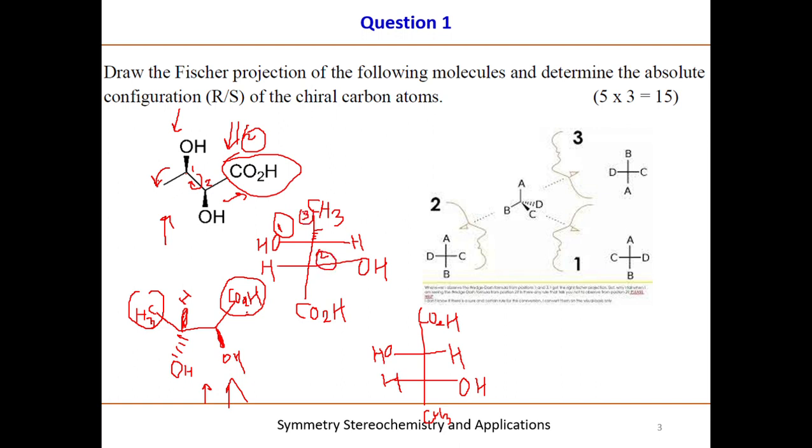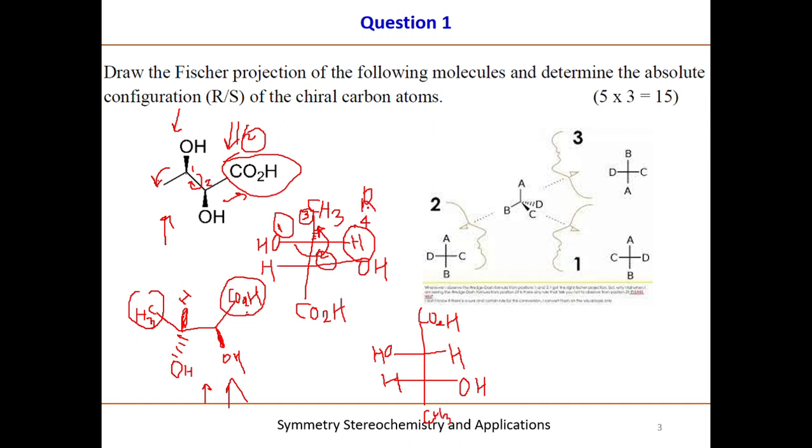Now let's follow the direction of the priority groups. You will see here 1, 2, 3. That means it is a counterclockwise movement of the priority groups. But here you can see the least priority group is present on the horizontal line. That means the stereochemistry will change here, and we will get the R configuration, R configuration, because it's moving counterclockwise.